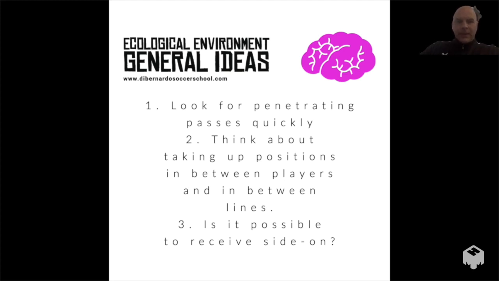Look for penetrating passes quickly, because you only have 8 seconds, so you can't take too much time. So you're going to have to perceive differently. Now, if you're not on the ball, you need to start thinking about taking up positions in between lines and in between players. And while you're doing that, you should also think, can you get that ball to your back foot? Can you receive this ball side on so you could play forward so you can shoot? Because again, you only have 8 seconds. So let's take a look at this.